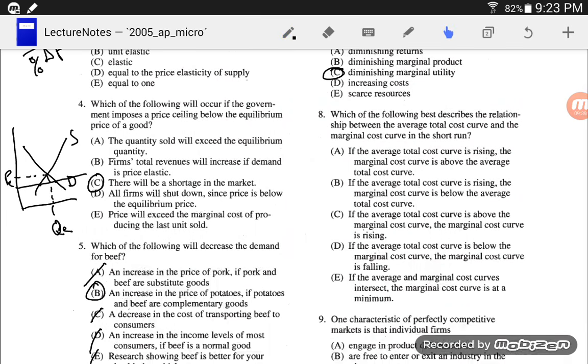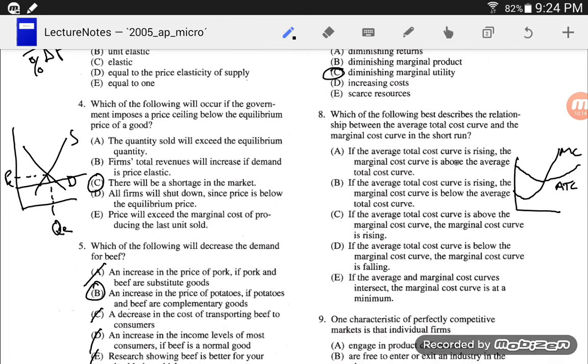Number 8. Which of the following best describes the relationship between the average total cost curve and the marginal cost curve? Well, let me quick draw it a second. Here's my marginal cost, and the average total cost starts above it. It hits its lowest point at the marginal cost curve, and then it starts to go back up. Forget it. Try this again. ATC, there we go, average total cost.